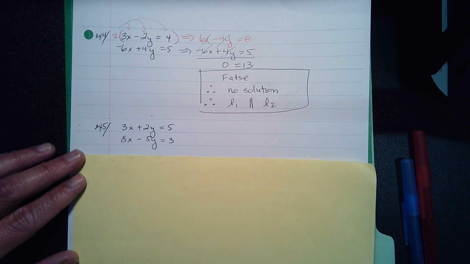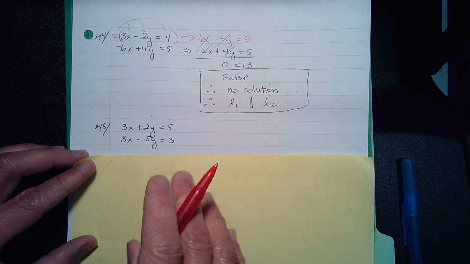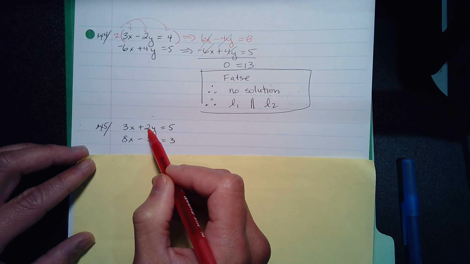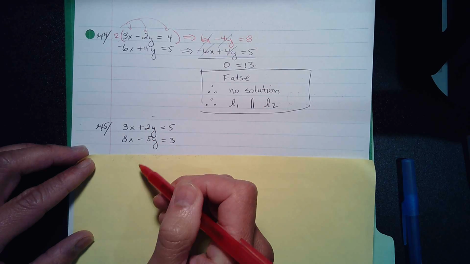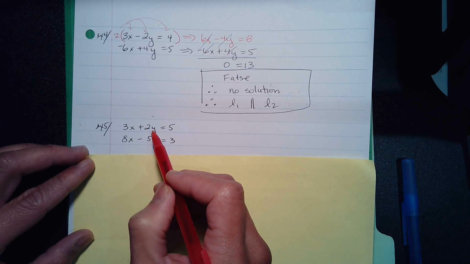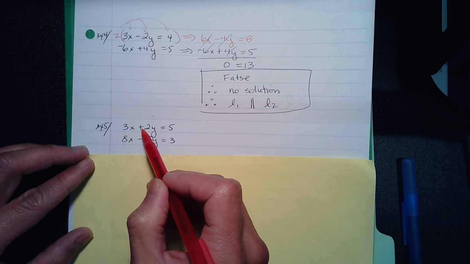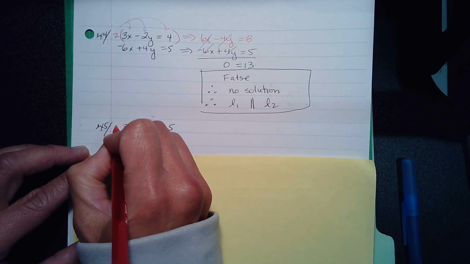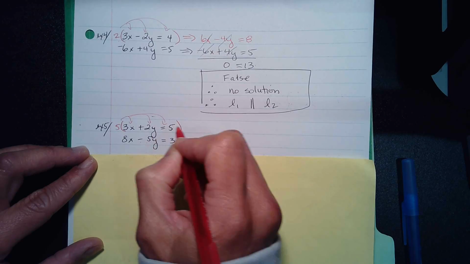Okay, example 5. Again, let's analyze what variable is easiest to eliminate. Well, I notice positive 3, positive 8, not the same. Positive 2, negative 5, we have opposite signs, but the coefficients aren't equal. So I'm going to work with the variable that has opposite signs. So we have a positive here, a negative here. So I'm going to multiply this by 5. And I'll tell you why.